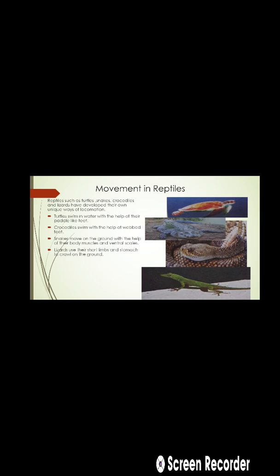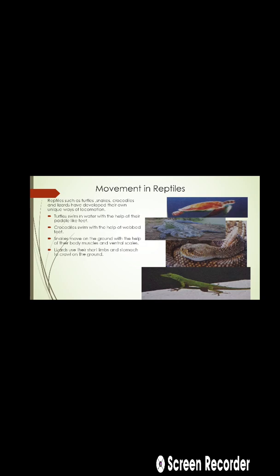Now, movement in reptiles. Reptiles such as turtles, crocodiles, snakes and lizards have developed their special or unique ways of locomotion. Turtles and crocodiles swim in water with the help of their paddle-like and webbed feet respectively. Turtles have paddle feet and crocodiles have webbed feet which help them to swim.